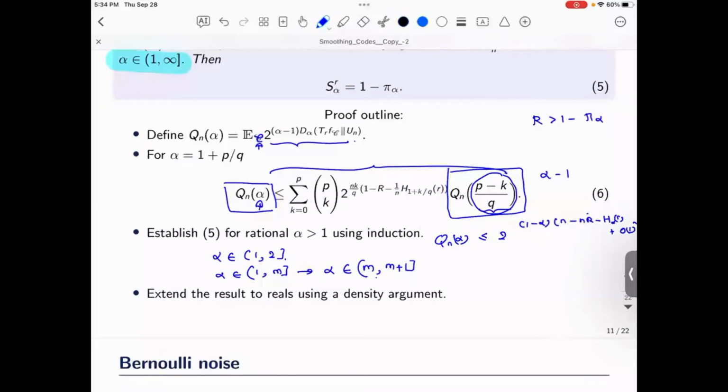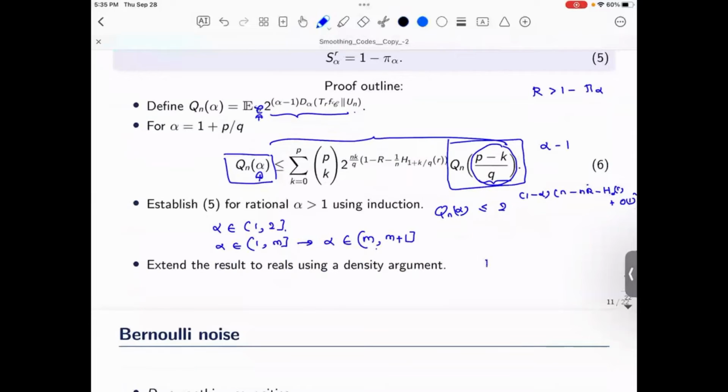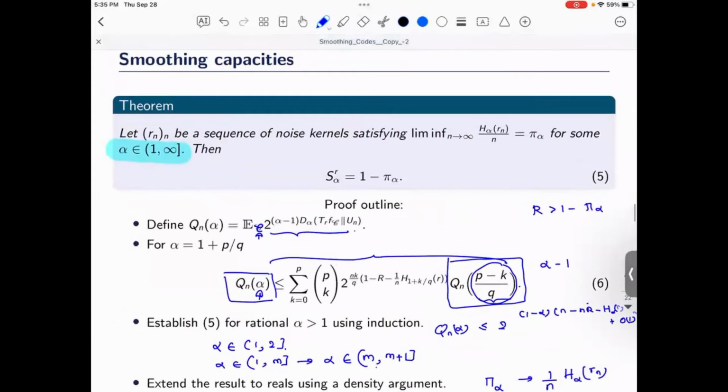To show that this works for other values, we use a density argument. For that, we need to prove that pi alpha is continuous. We know that 1 over n times h alpha of rn, in the finite regime, is continuous over all alpha. But when you take the limit as n goes to infinity, there can be some discontinuities. For certain noise kernels, these discontinuities appear. Therefore, we cannot extend this argument to alpha equals 1. That is the specific reason we only contain this open bracket here.